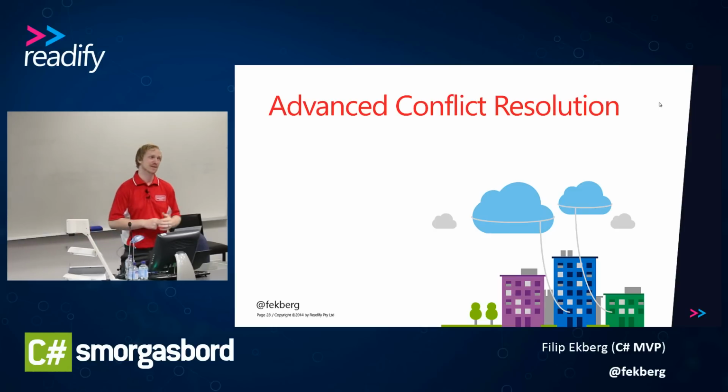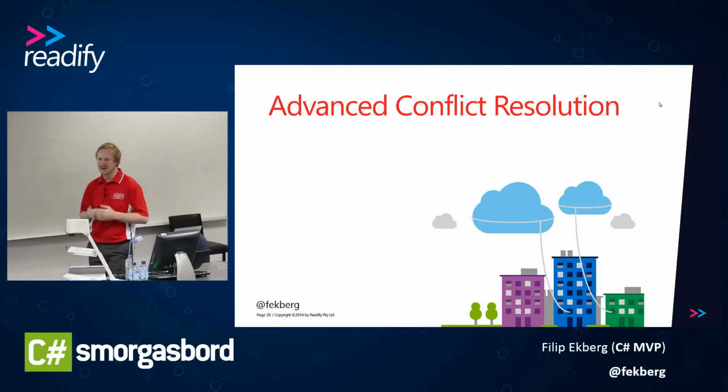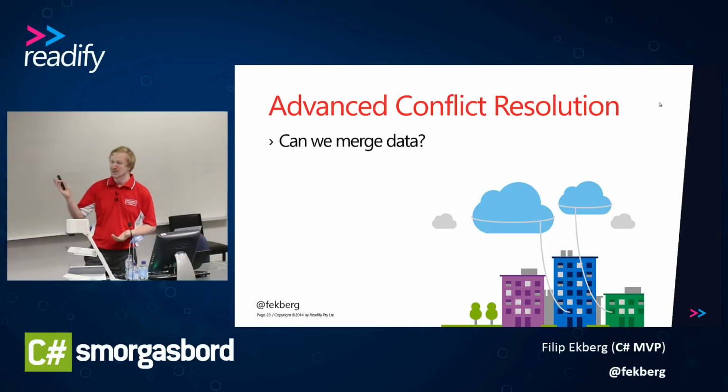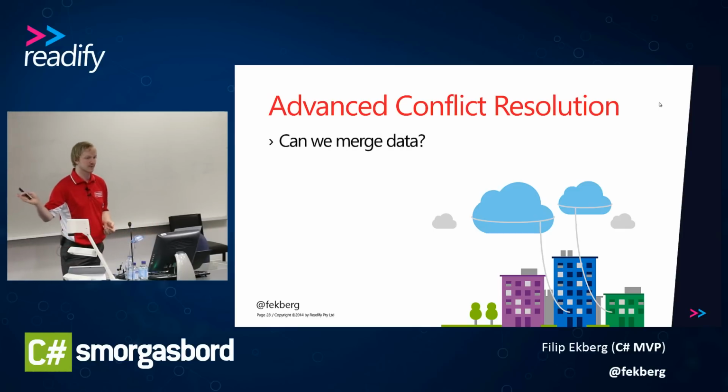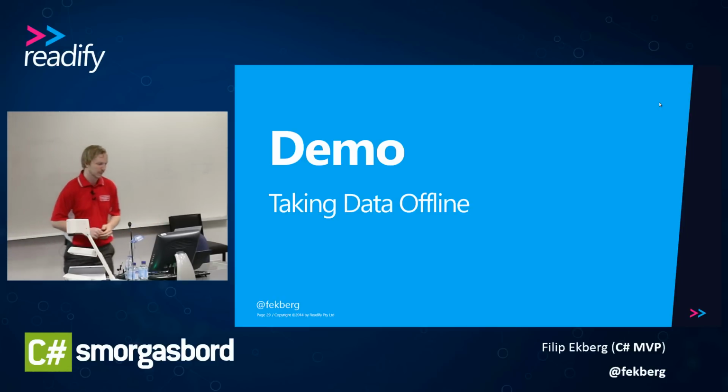We could also do advanced conflict resolution, but it makes it a lot harder. We could do merging of data. We're not going to take a look at how we could solve this, but you could think about it: if we have a user record, for instance, and someone is changing the name and another person is changing the address, there's really no reason for us to decide on one version. We could just merge them.